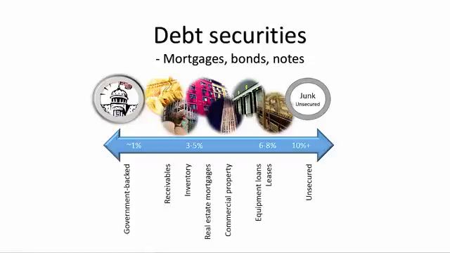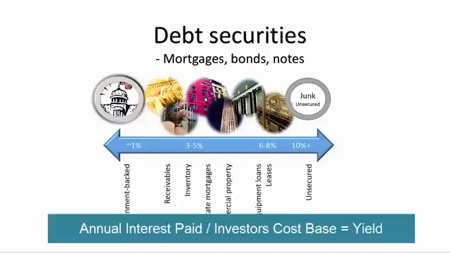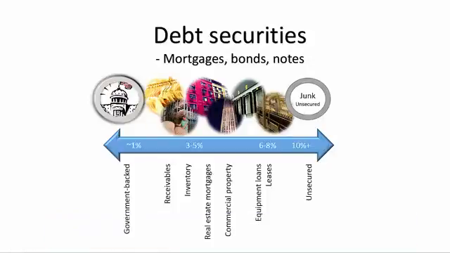Debt securities pay interest to the investor. The interest paid divided by the investor's cost base is called yield. While it's the investor who is the buyer of a debt security to hold it as an investment, the company is the seller or the issuer who is looking to raise cash proceeds to reinvest into their business. Both parties get what they want if all goes according to plan.